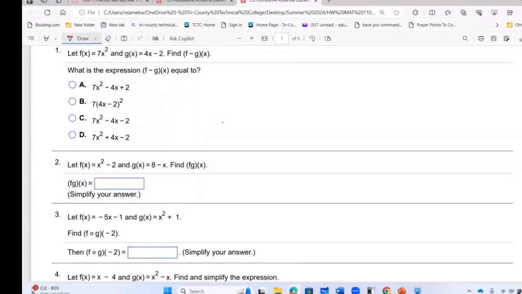All right, so we're doing number 1, section 2.6. This is 2.6, and this is homework for tonight. I'm starting it. I'm not trying to do all of them. I'm starting it so you know you can do it.